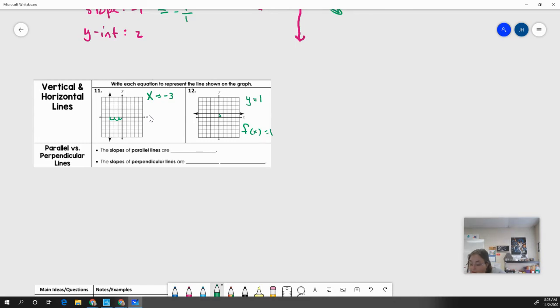The next thing we want to talk about is parallel versus perpendicular lines. And you guys may remember this from the past, but the slopes of all parallel lines are equal. If two equations have the same slope, those lines will be parallel. The slopes of perpendicular lines, no, that's a whole different story. They are what's called negative or opposite reciprocals.